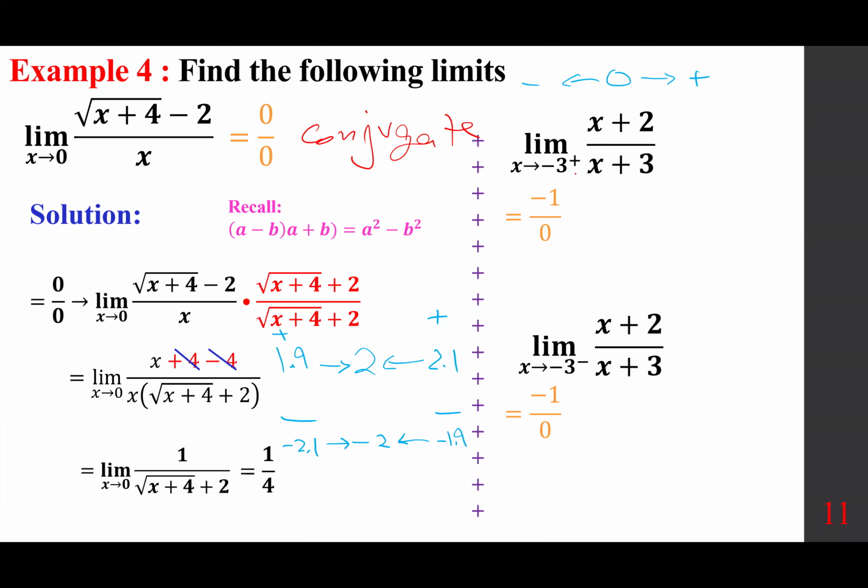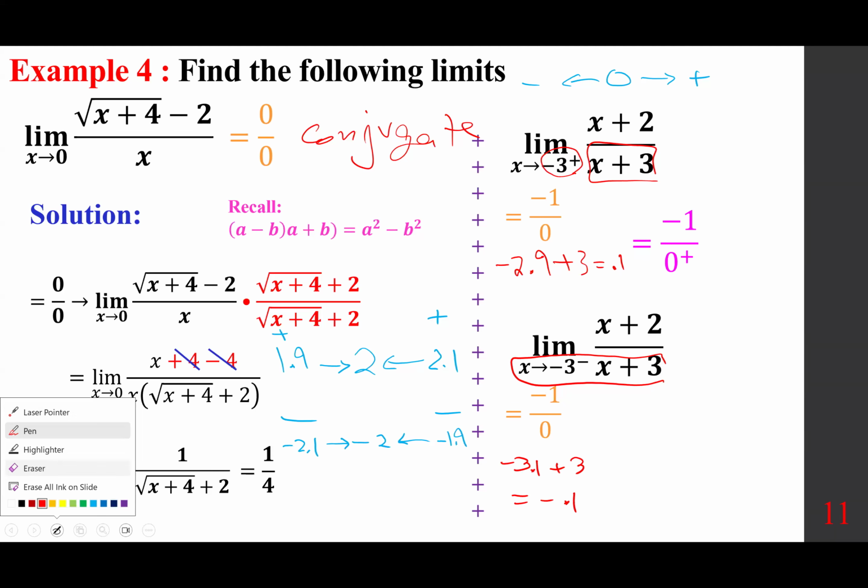In this case, negative 3 from the right is like negative 2. You can even go with negative 2 because we want the sign, but let's go with negative 2.9. Now, over here, plus 3, that gives you 0.1, which is positive. However, here, negative 3 from the left, like negative 3.1. So that one gives you positive, okay? This one, negative 3.1 plus 3 gives you negative 0.1.